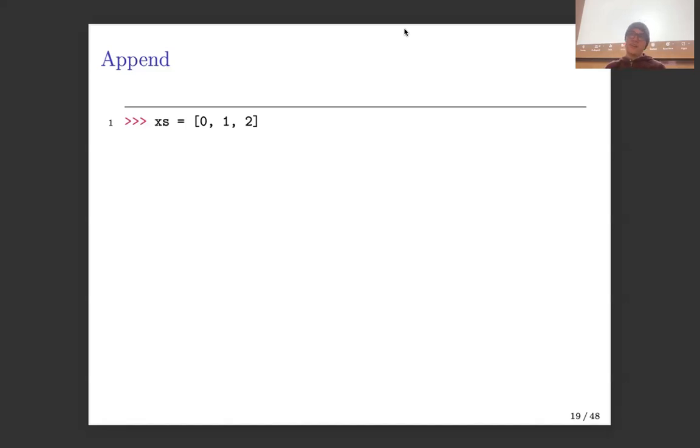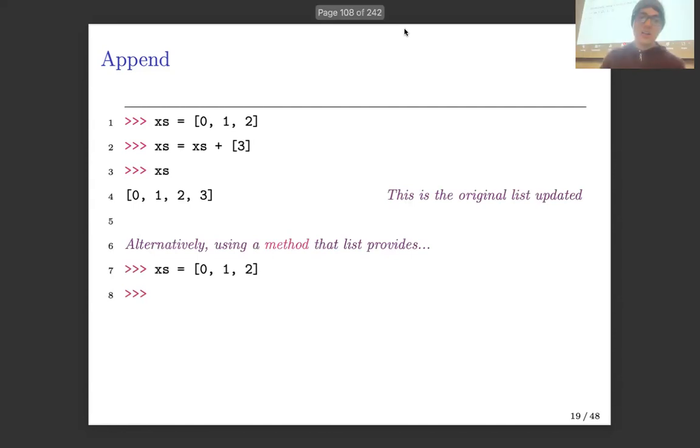The first one is append. You're going to use this a lot. If I give you a list, I can say add 3 to the end of it. So remember, we can always concatenate lists if we want. So this is going to give us 0, 1, 2, and 3. So this is the original list updated. But alternatively, I can use a method instead.